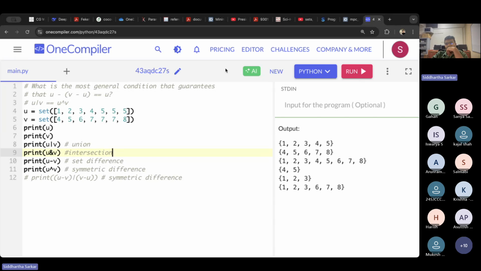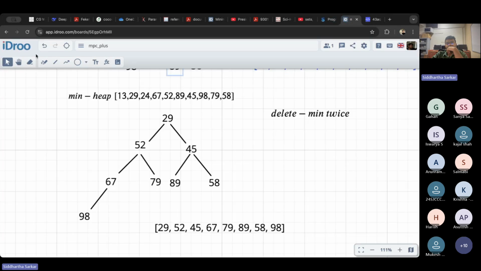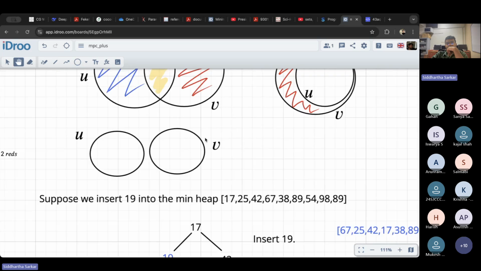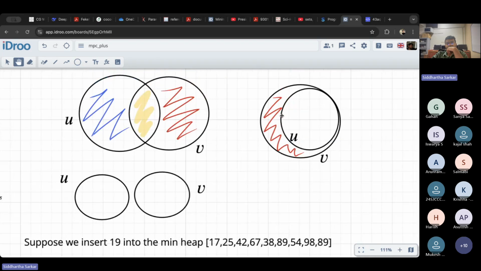So always try to visualize in terms of the Venn diagram. It's very useful. In such questions, you can just use the Venn diagram which you have seen in your 8th standard math.